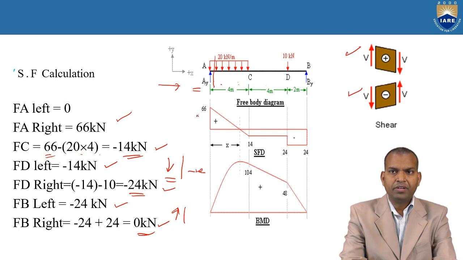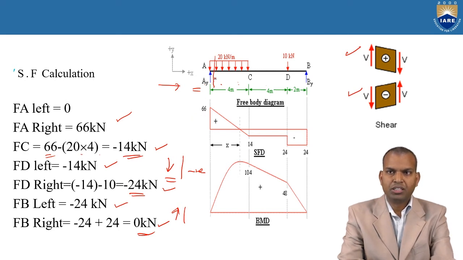Whenever the UDL is acting, the shear force varies over the UDL region. It is linear, following a first order law, a first order curve. So it is 66 kilonewtons at A, at C it is negative 14, at D it goes to negative 24, and at B negative 24 kilonewtons.